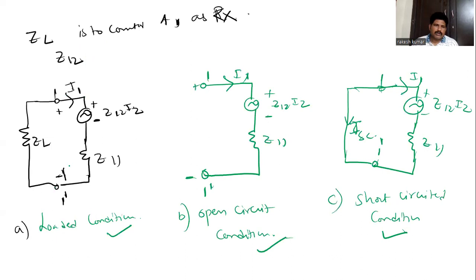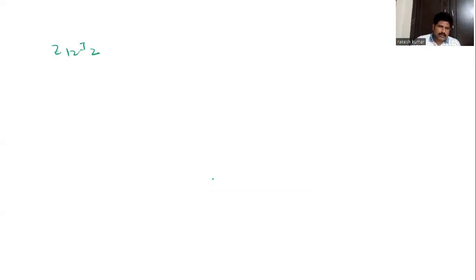The generator of the value Z12 into I2 can be considered an ideal generator with zero internal impedance, providing constant voltage at its output terminal. Now let us come one by one. Let us take the open circuit condition first, next the short circuit condition. Now let us consider the case under open circuit condition.